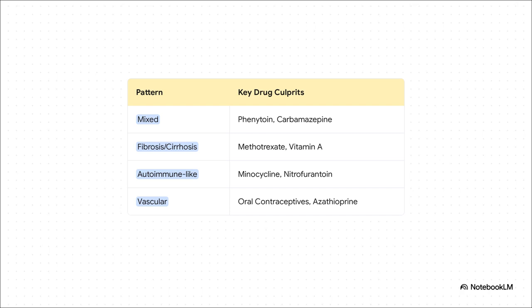And believe it or not, it gets even more complicated. You can have a mixed pattern, which is a bit of both, often from anti-seizure meds like phenytoin.